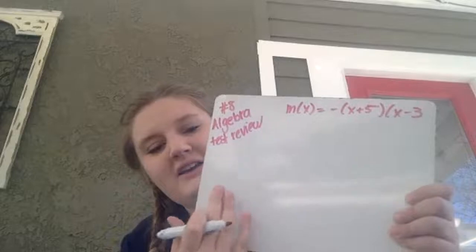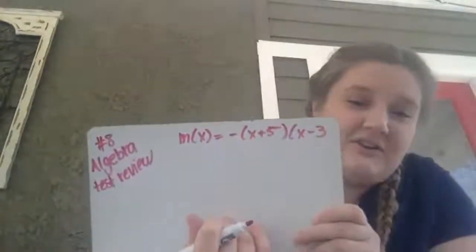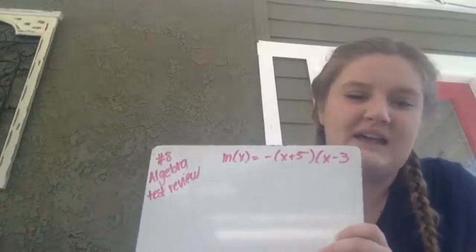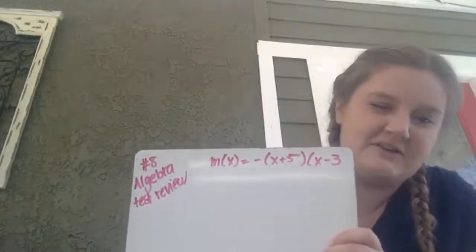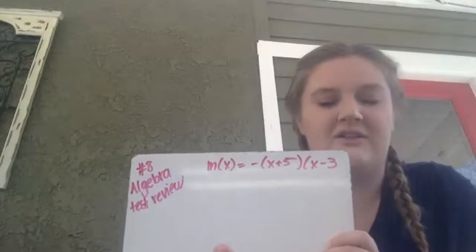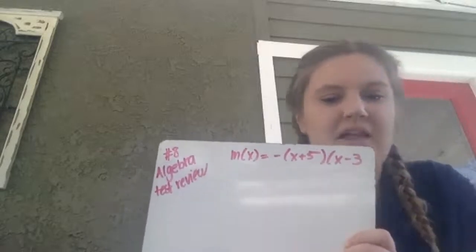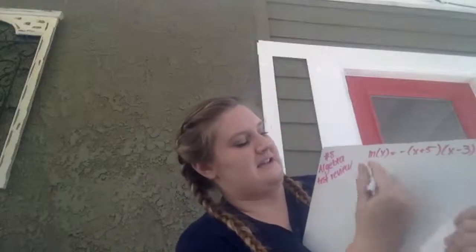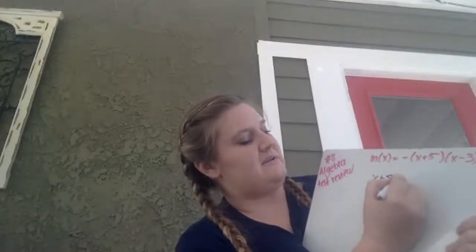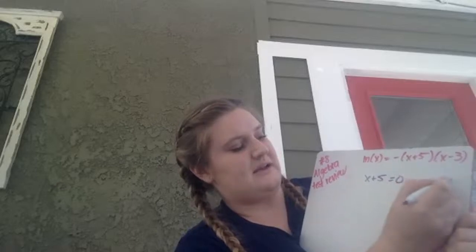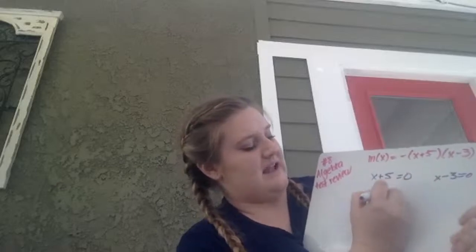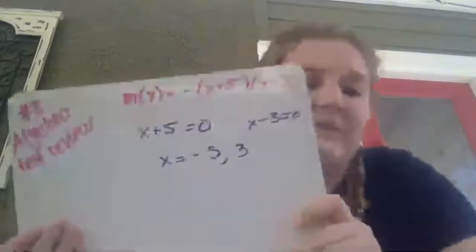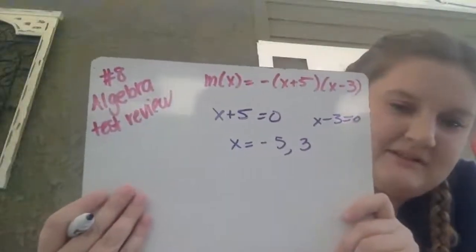Okay, so finding your vertex, I would suggest finding your x-intercepts because your vertex is always smack dab in between your x-intercepts or your roots or your zeros, all the same word. So let's find our x-intercepts. We know that we set x plus 5 equal to 0 and x minus 3 equal to 0. So that means that x equals negative 5 and positive 3. Those are our x-intercepts. Okay?